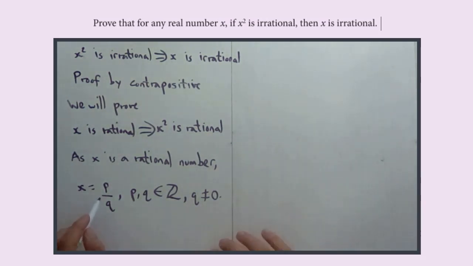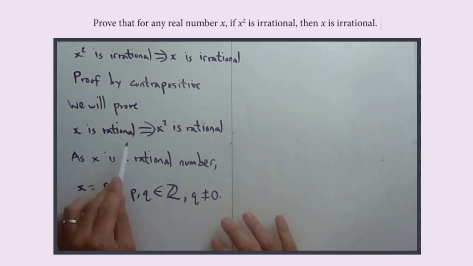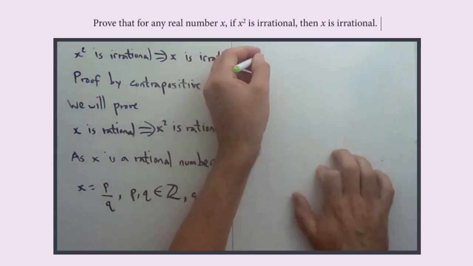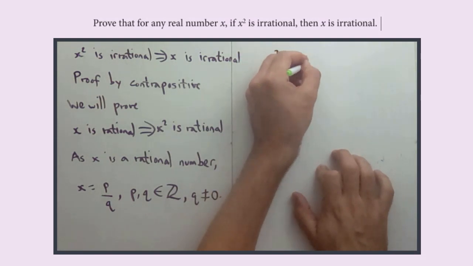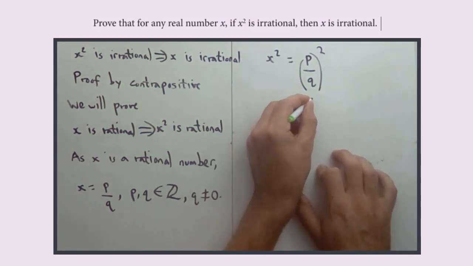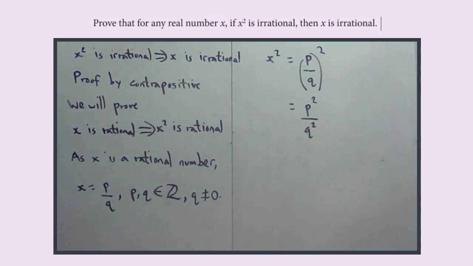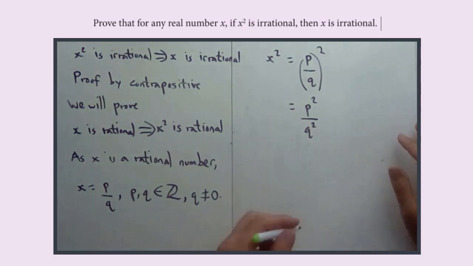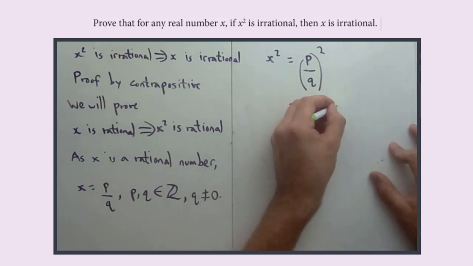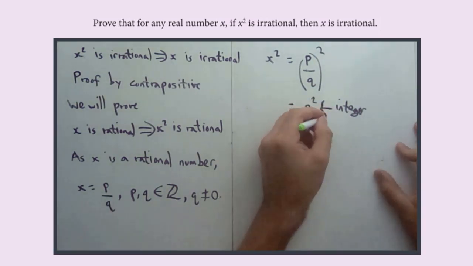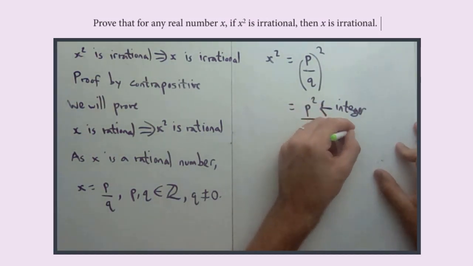So here is our x, it is p over q. So now we suppose that this is definitely true. And then we prove that when this is true, this must also be true. So let's find an expression for x squared. So x squared must be p over q, squared, which is p squared over q squared, right? And if you look at that, well, these are both integers. So this is an integer, p was an integer, so this is an integer. And q, we said, was an integer, and it's not 0. So this is an integer over a non-zero integer.